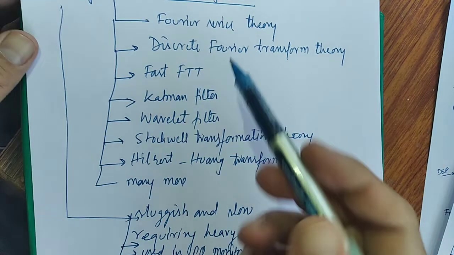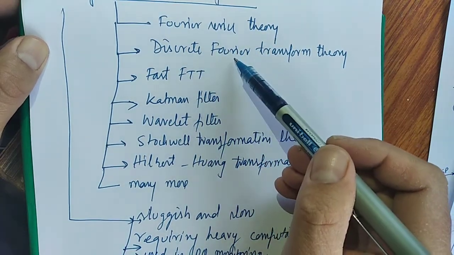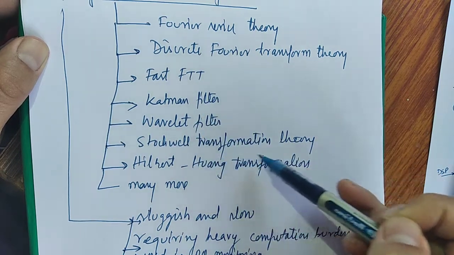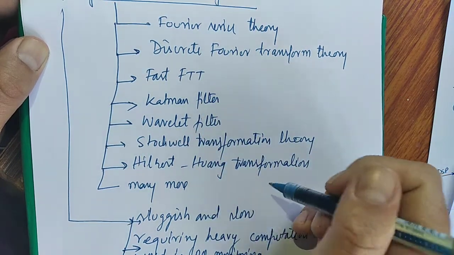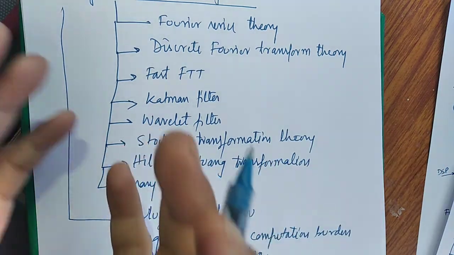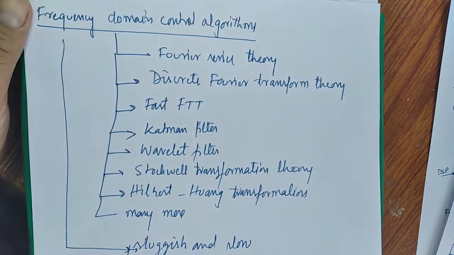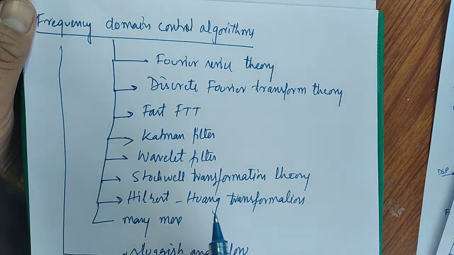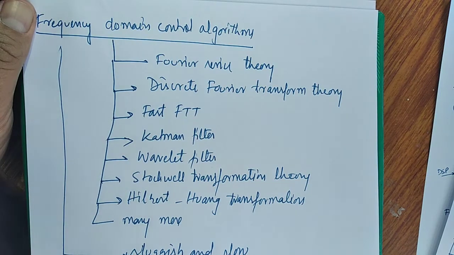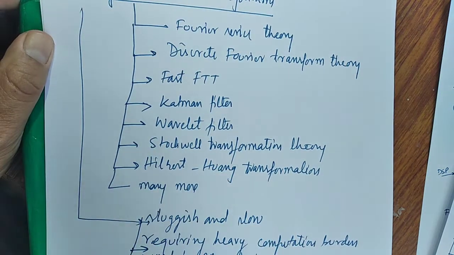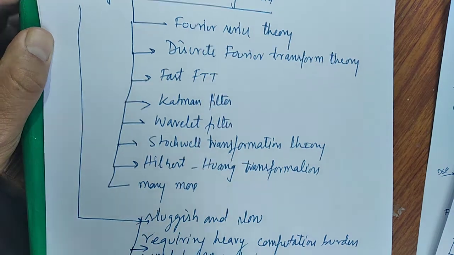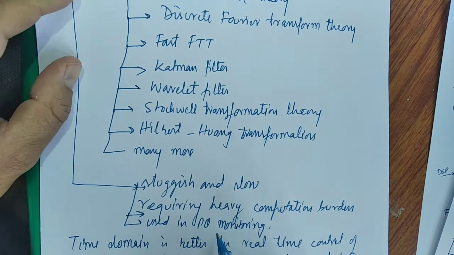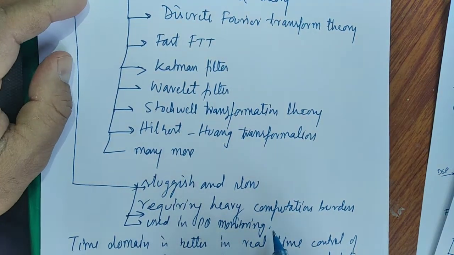Then we have frequency domain: Fourier series theory, discrete Fourier transform, fast Fourier transform, Kalman filter, wavelet filter, Stockwell transform theory, Hilbert-Huang transformation, and many more. These time domain and frequency domain techniques are used to generate the reference current. Then, comparing with the actual or sensed current, we generate the pulses for the VSC. The frequency domain control is very slow and sluggish, and requires a heavy computational burden. It is used mainly in power quality monitoring, in power quality analyzers.